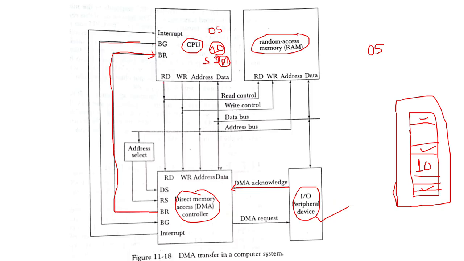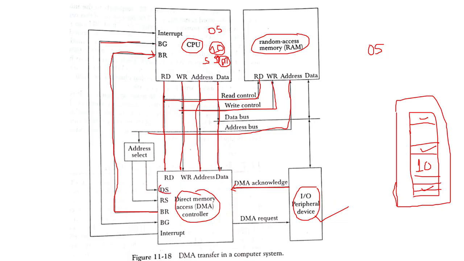Now the CPU sends whether it is the read or write signal, the source address, destination address, and the word count and all the other data. That is sent by the CPU to both RAM and DMA controller.